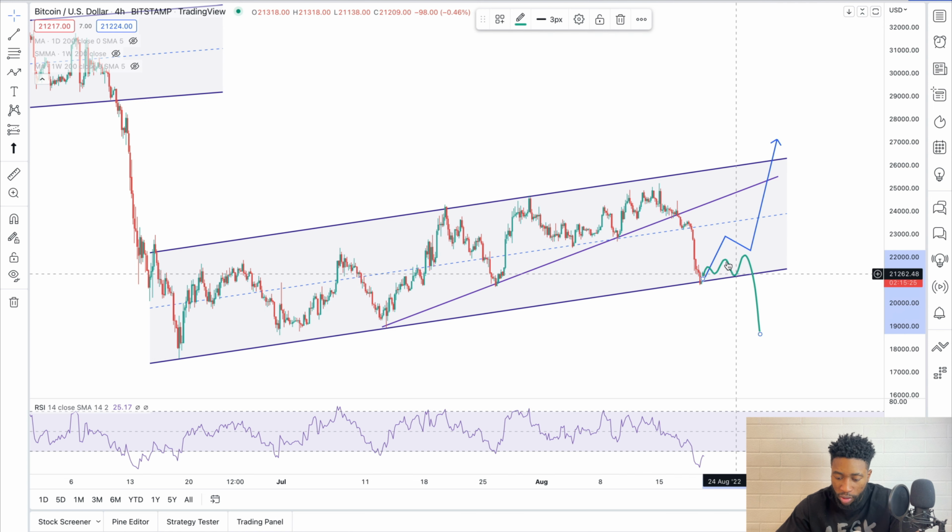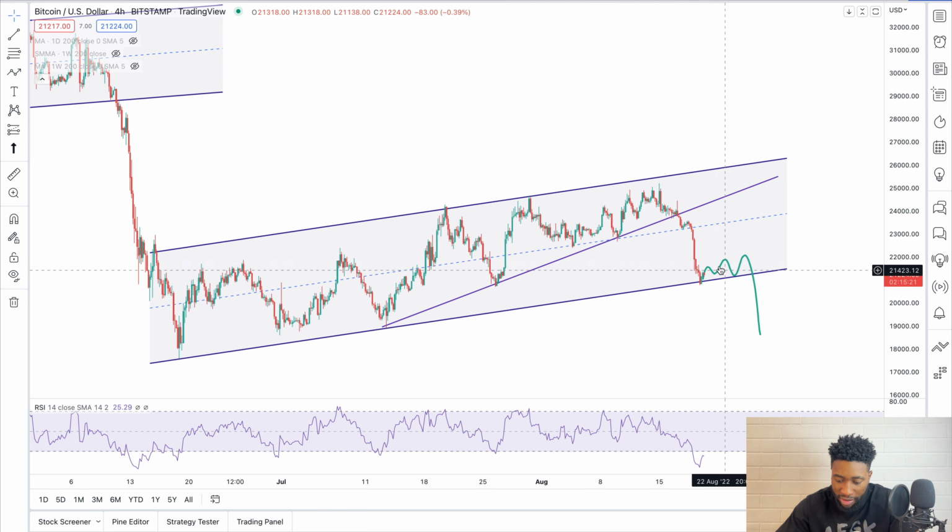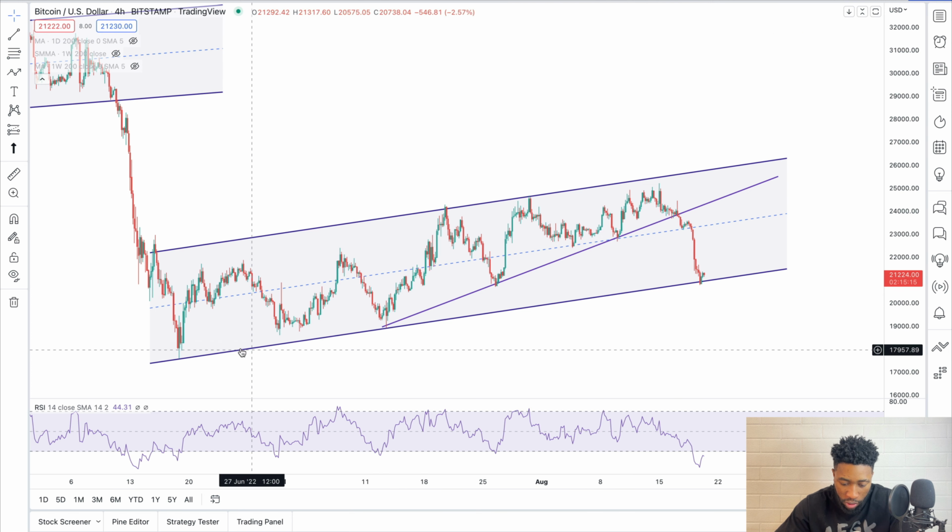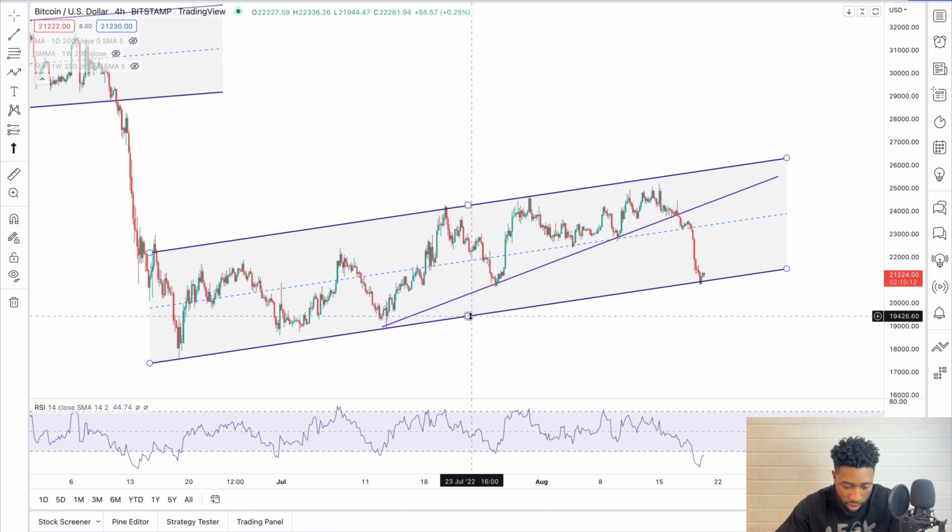Something else to pay attention to here is that this channel is currently set at the bottom of the range, and we're currently taking the two lows of this channel. Okay, so if we adjust for the most touches, then you're going to get something like this.